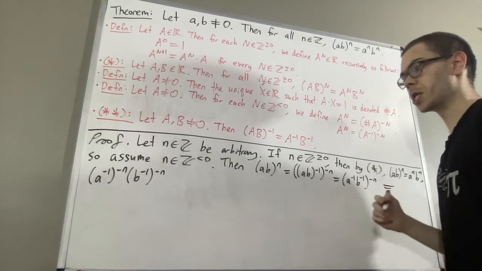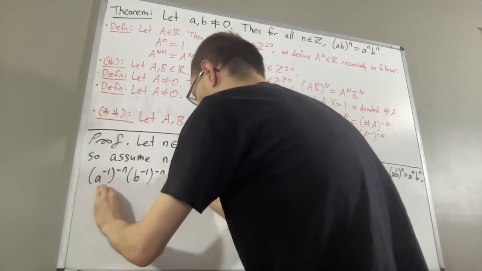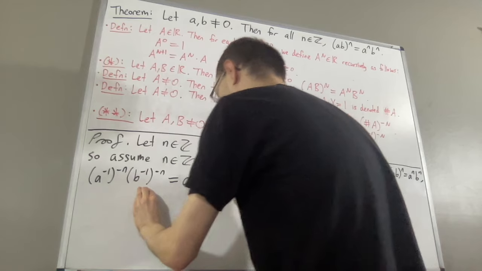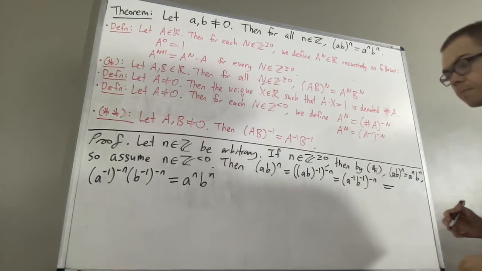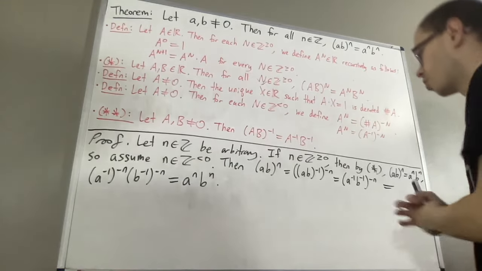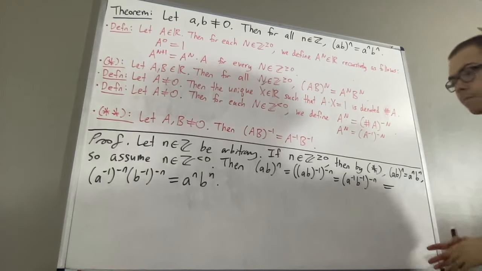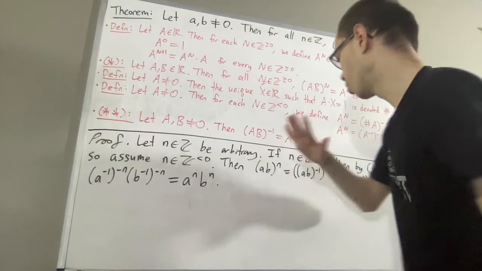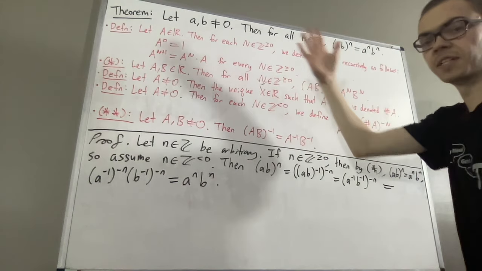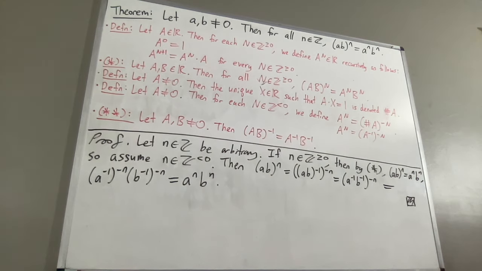But then by our definition of negative integer exponents, a to the power of n is the first factor, b to the power of n is the second factor. Right? That is just according to our definition for negative integer exponents. And that's it. Through this chain of equalities, we've established that these guys are equal once again. So whether n is an integer greater than or equal to 0, or if n is an integer less than 0, we see that this equality is true. And so that's it. This completes the proof. And so yeah, that's pretty much it for this video.